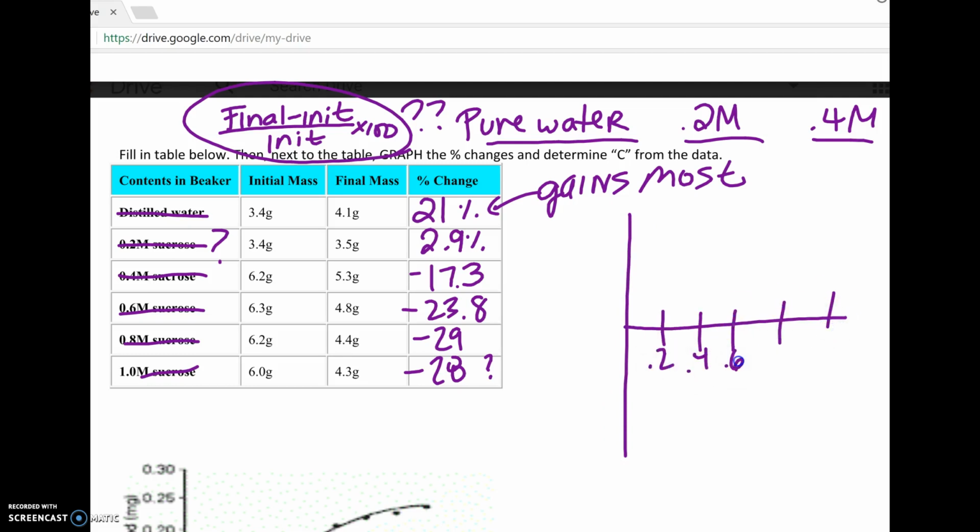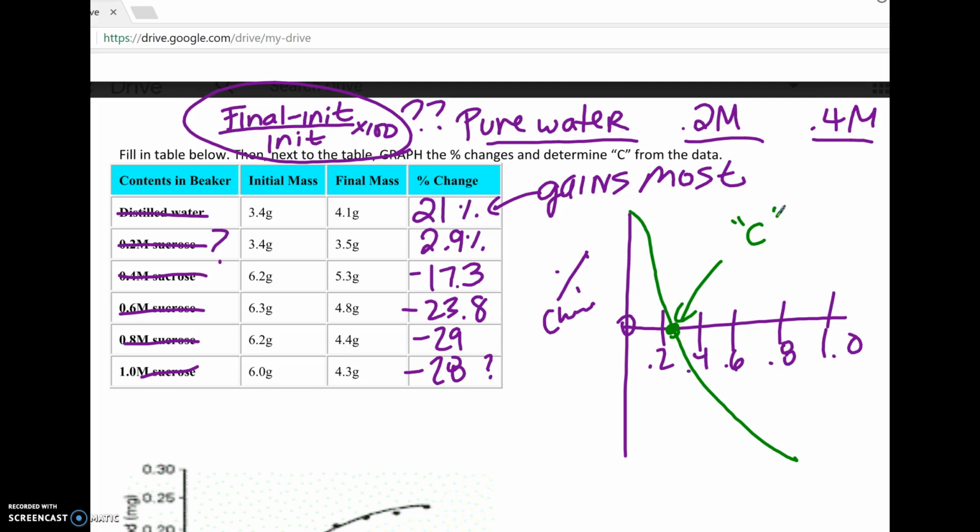This is your 0.2, 0.4, 0.6, 0.8. This would be your pure water. This would be your percent change. And the whole point of the graph when we did this in the lab was that wherever it crossed the x-axis, that was C, and that was what we estimated the molarity of the potatoes to actually be. So that was the purpose, but you will not have to make a graph on the test.